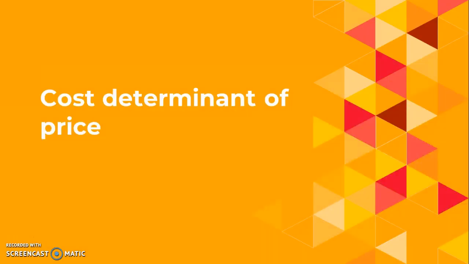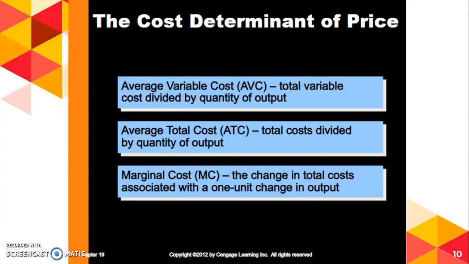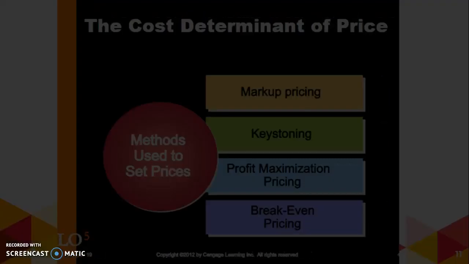Cost, a determinant of price. You have to take into consideration the cost that you actually have: the average variable cost, which is total variable cost divided by the quantity of output, the average total cost, and the marginal cost. Okay? If you have to pause the video, go ahead and pause it so you can read it and get the gist of it before I go on.